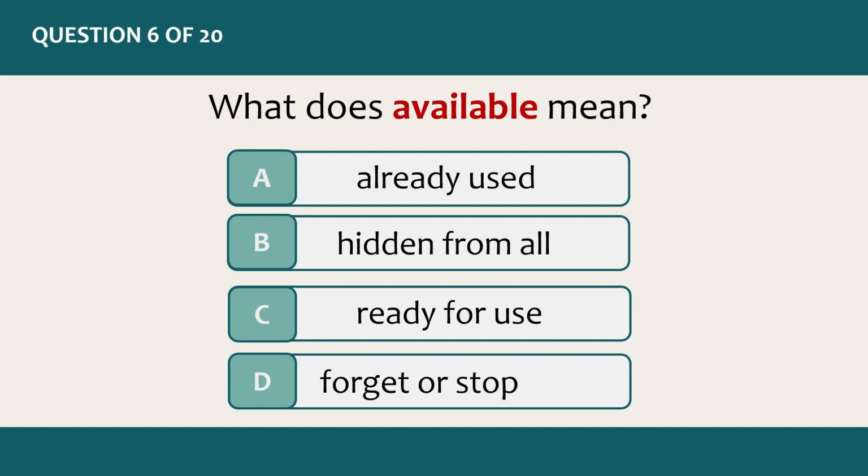Question 6. What does available mean? The correct option is C. Ready for use.